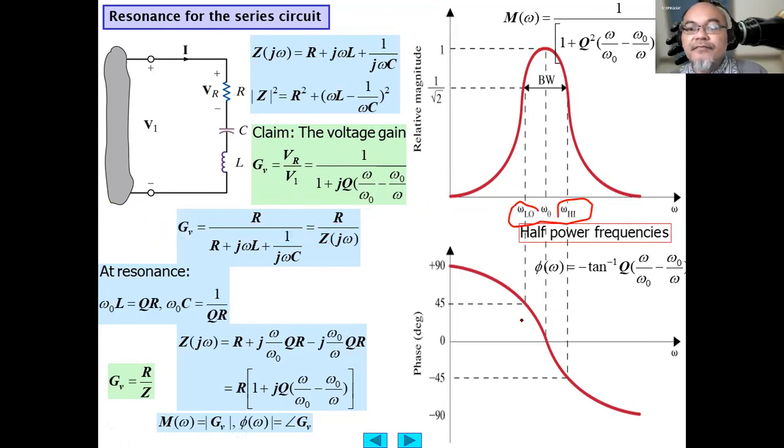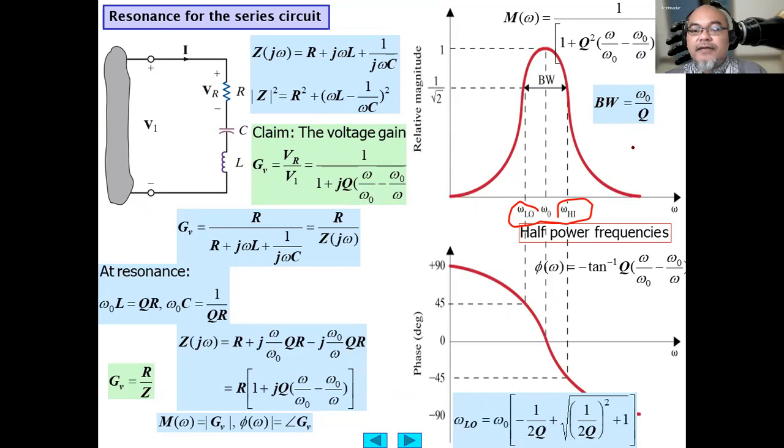And then, from here, the bandwidth is defined as omega 0 divided by the quality factor. And the lower frequency limit is equal to omega 0 multiplied by minus 1 over 2Q plus square root of (1 over 2Q) squared plus 1.